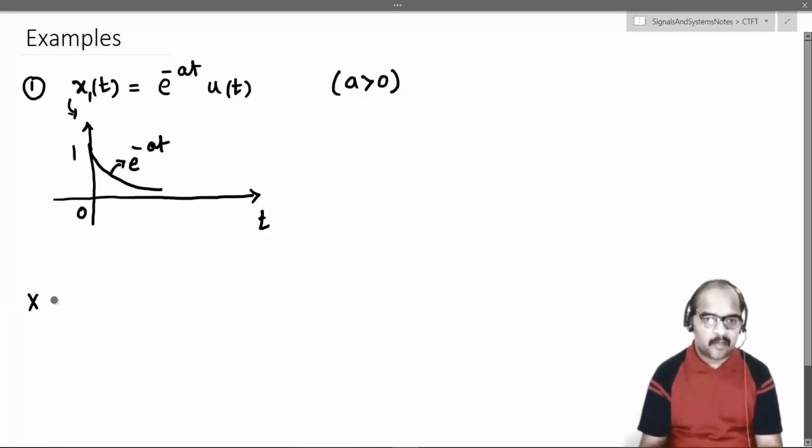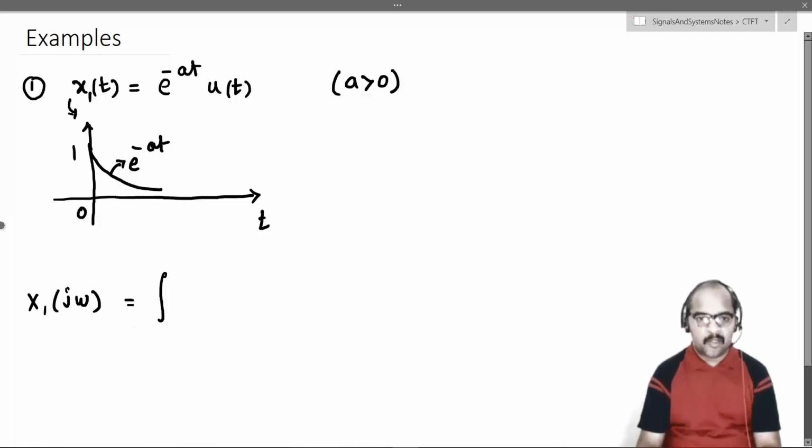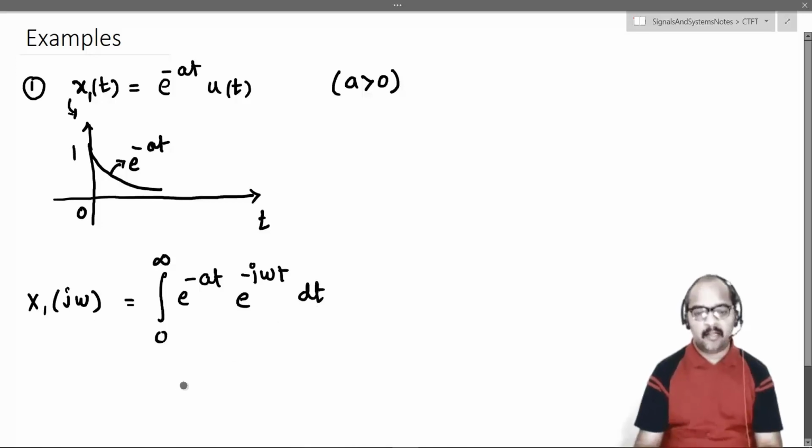So let us find its Fourier transform, which is x1 of j omega, which is equal to, actually the integral should be from where to where? It should be from minus infinity to infinity, but the signal exists only from 0 to infinity. And hence we have to use x of t, which is e power minus at multiplied with e power minus j omega t dt. Okay, so this is the way we define the Fourier transform of a signal. So definitely for this to exist, x1 of t should be absolutely integrable, and for that to happen, a should be greater than 0.